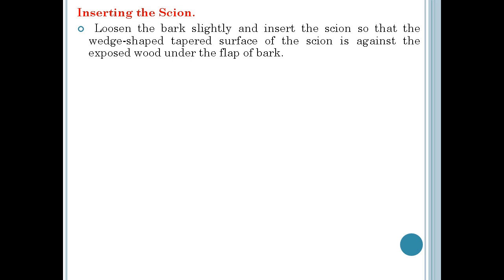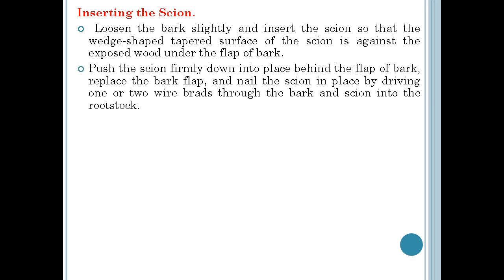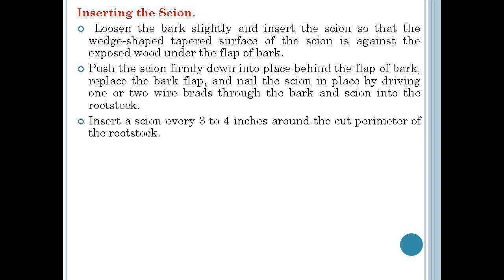Inserting the scion. Loosen the bark slightly and insert the scion so that the wedge-shaped tapered surface of the scion is against the exposed wood under the flap of bark. Push the scion firmly down into place behind the flap of bark. Replace the bark flap and nail the scion in place by driving 1 or 2 wire brads through the bark and scion into the rootstock. Insert a scion every 3 to 4 inches around the cut perimeter of the rootstock.